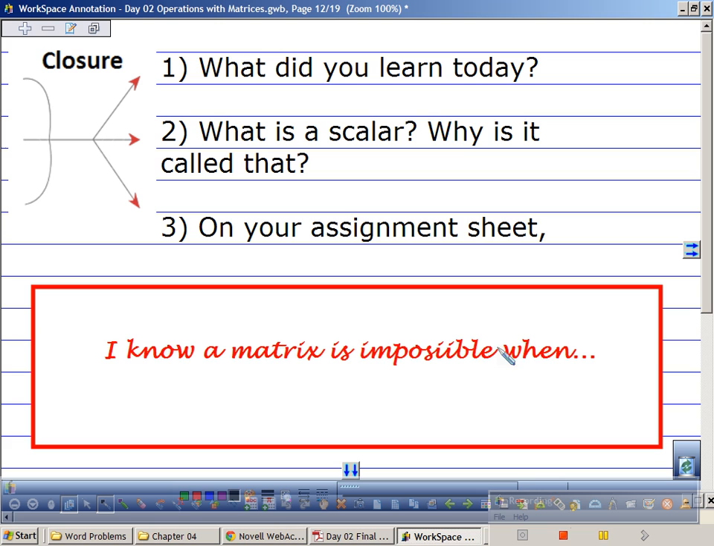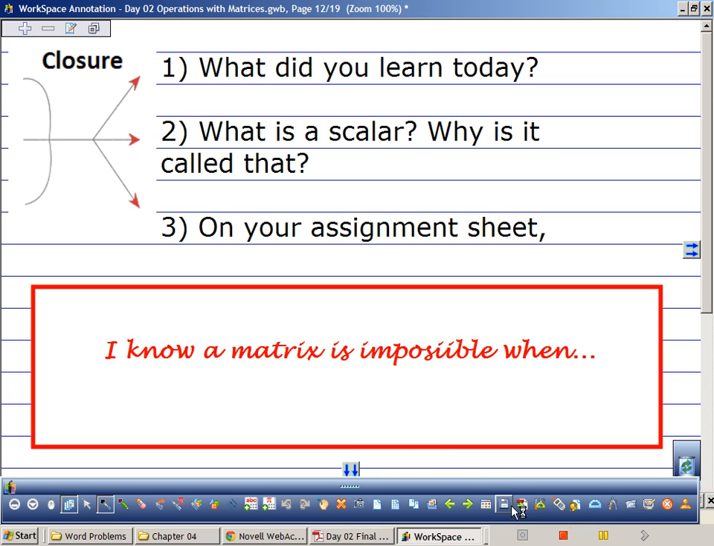Okay. I know a matrix operation is impossible when what? When the rows and columns don't match or the dimensions are different. Okay. That's it, guys.